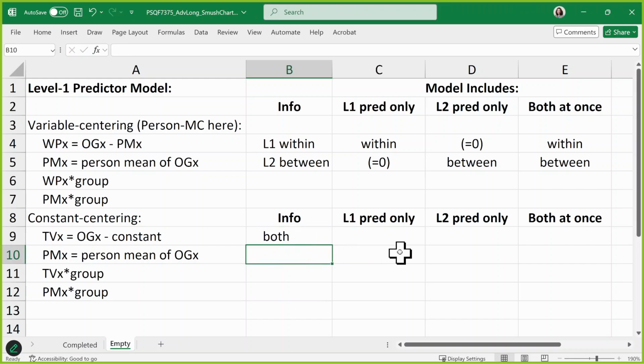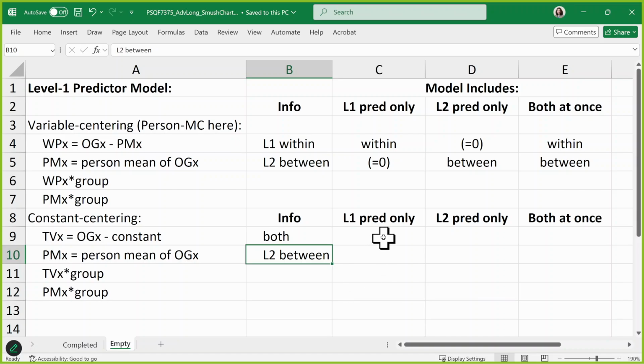How about at level 2? Person mean x we said before was between. Have we changed our mind on that? Nope. It's the same variable. So we're just talking about the information they contain.